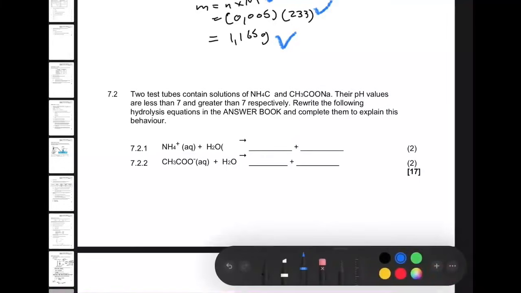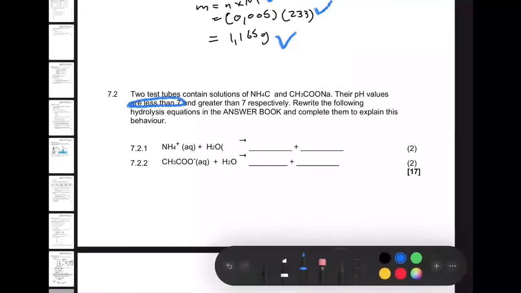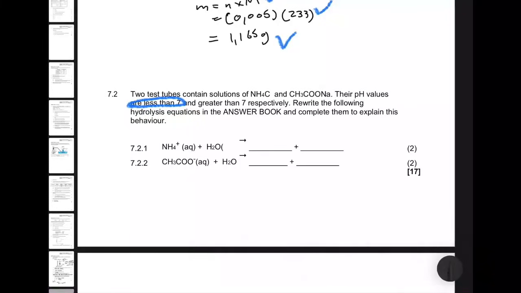So for NH4+, we are told that the pH is less than 7, right? So if it is less than 7, it is acidic, and if it's acidic, then it's a proton donor, right? So that NH4+ is supposed to lose a proton, it's supposed to lose one hydrogen, right? So here we're gonna have NH3, right, instead of NH4, because now we have lost a hydrogen, plus H3O+, right? And then that's basically what you're being asked to do.